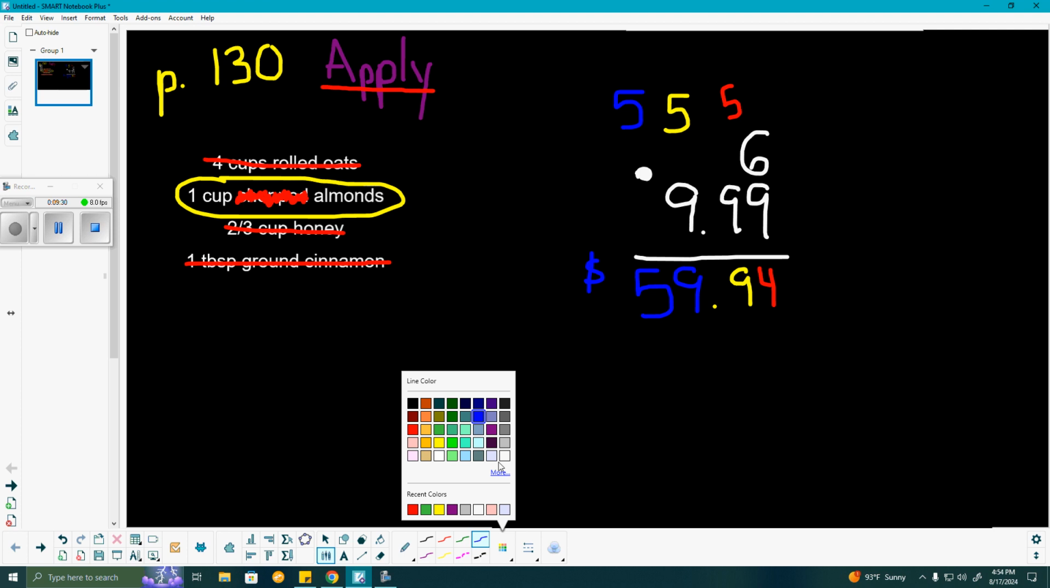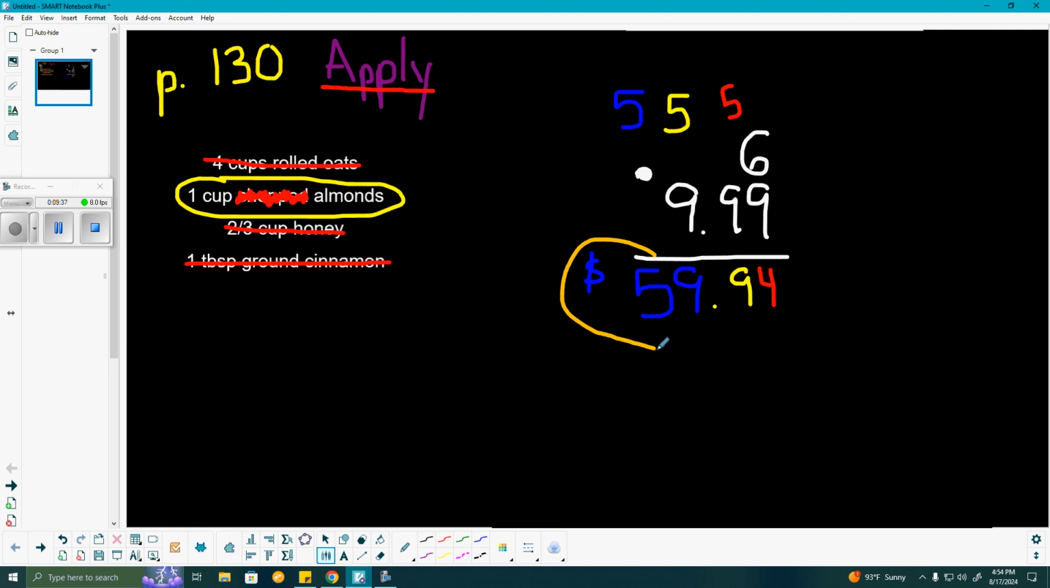So, how much do these 6th grade students need to budget in order to purchase the correct amount of almonds? They will need to budget $59.94.